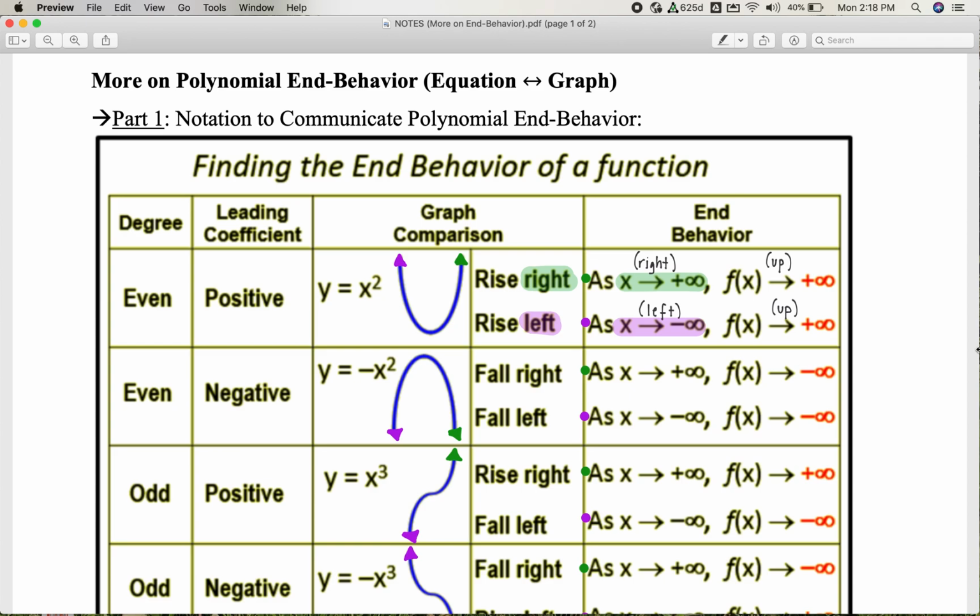Everybody, Mrs. White here. Today we're going to take another look at the end behavior of polynomial functions, specifically to look at how we can use symbolic notation, which is what you see over here on the right, to communicate what the ends of the graph are doing. In other words, as we look to the right and as we look to the left, where do we see the function heading? Is it heading up or is it heading down?